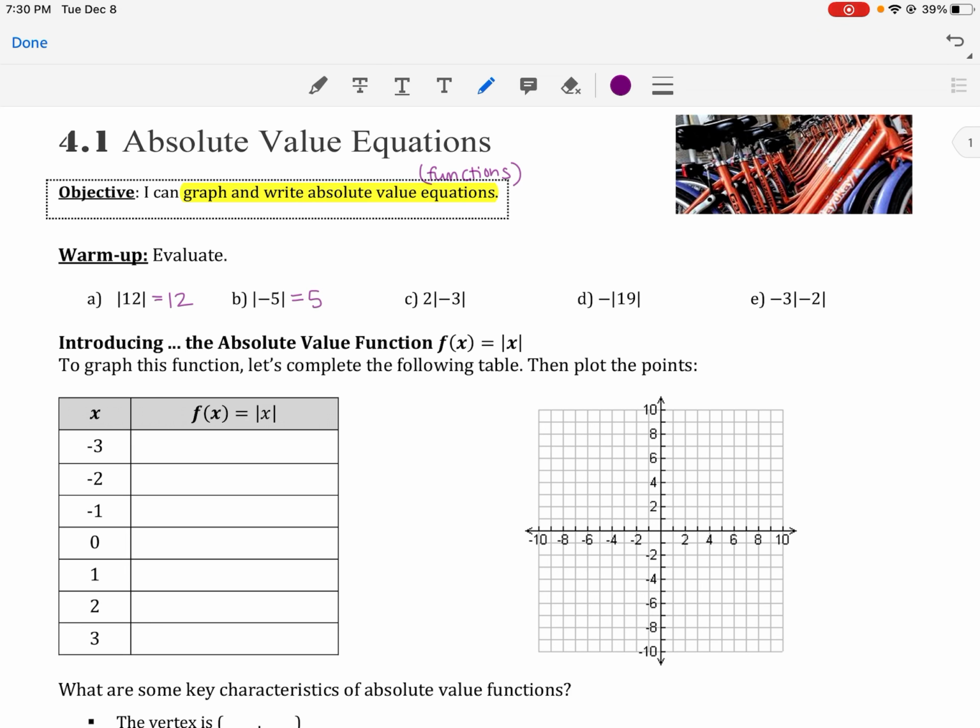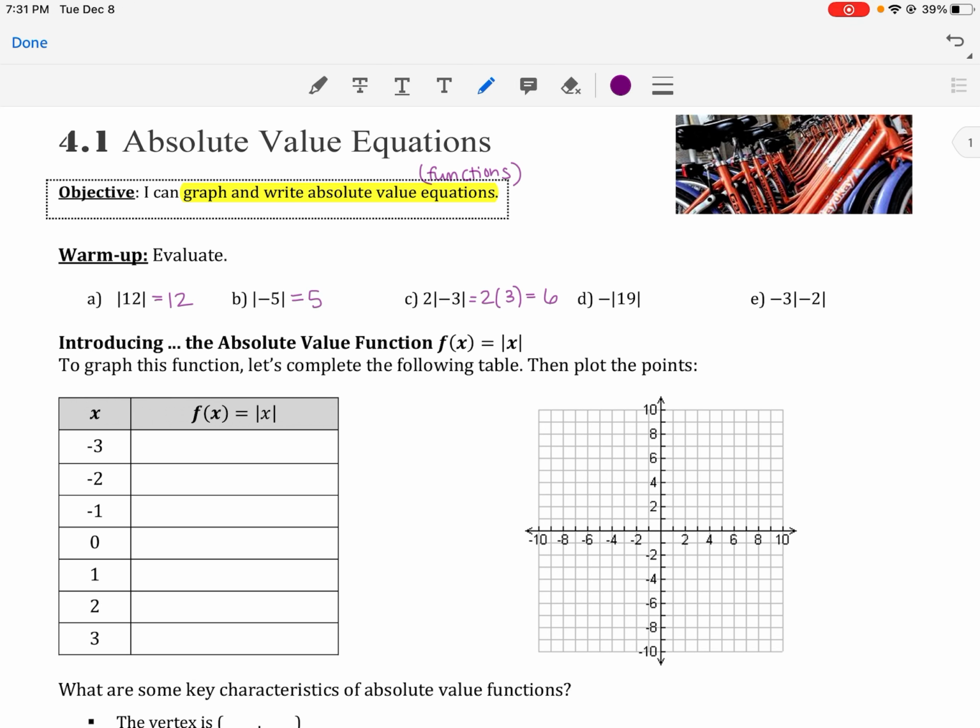Even in this next one where it's 2, and then the absolute value of negative 3, think about an absolute value as like parentheses. We need to do that first. So this would be actually like 2, and the absolute value of negative 3 is a positive 3, so the answer to this would be 6.